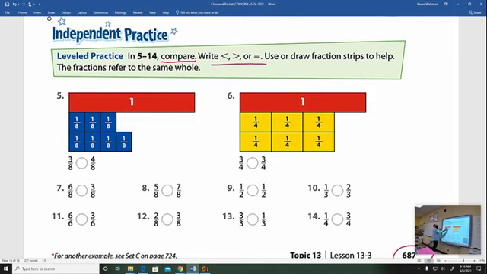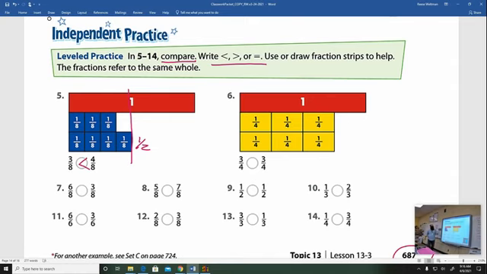Okay, number 5. So here's our whole. We have right here 3/8, and right here we have 4/8. Which is greater, 3/8 or 4/8? Hester? 4/8 is greater. Everybody get that one? And you can see it, right? Look how 4/8 is greater. Now, bonus question. What is 4/8 equivalent to? What's it equivalent to, guys? Allie? It's 1/2. That's right. It's the same thing as 1/2.